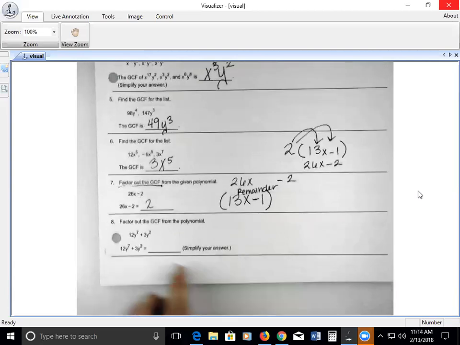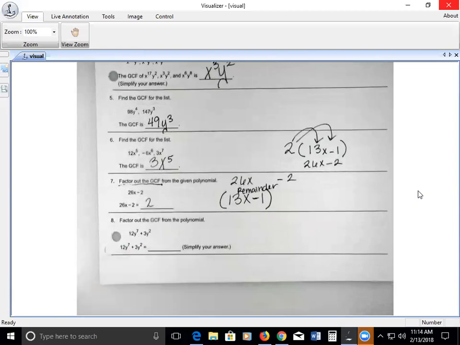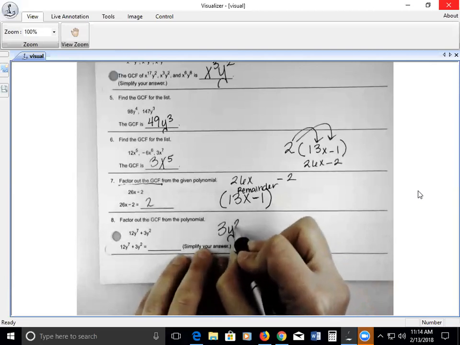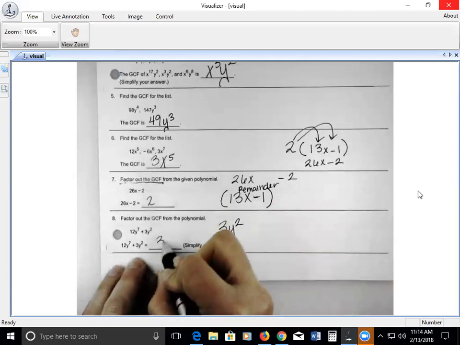Okay. So let's look at 2. In 2, we have addition occurring. It says 12y to the 7th plus 3y. What do these two terms have in common? Say it. 3 what? 3y to the 2nd. Okay, this is your GCF, so this is the answer to this problem.